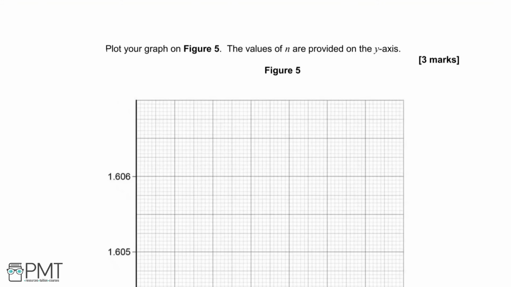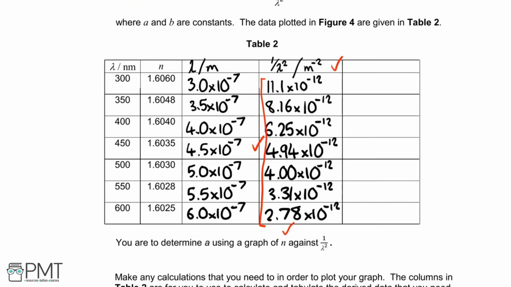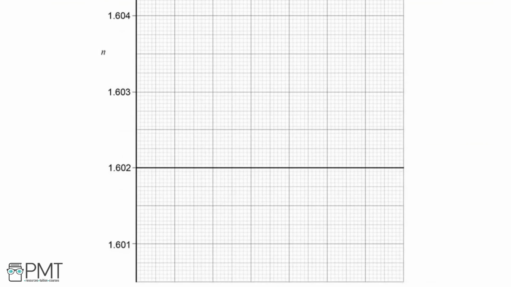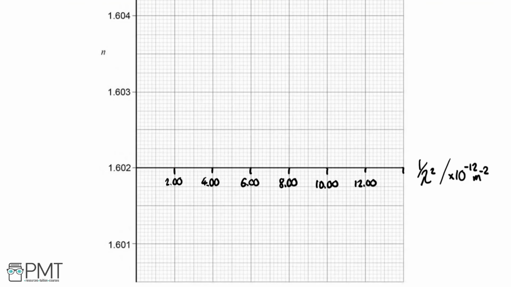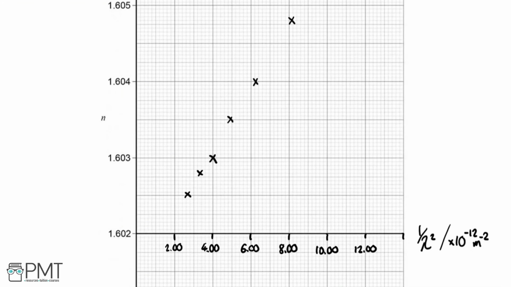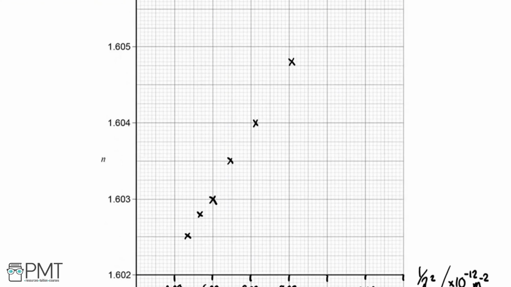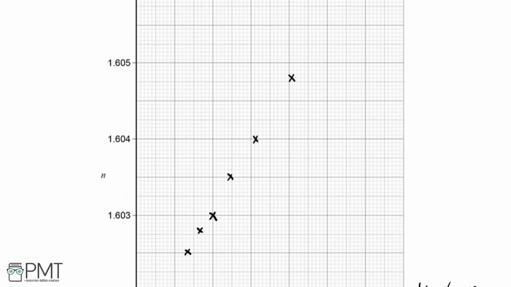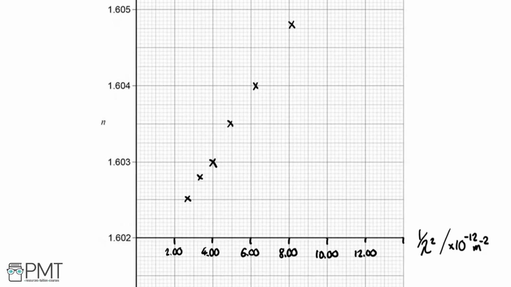So let's first of all put a suitable scale on the x-axis. So you can see that the values of 1 over lambda squared range between 2.78 and 11.1. So what I'm going to do is I'm going to vary that from 0 up to 12. Now let's make sure that our axis labels are correct. You'll notice that the value of n is already on the y-axis. So using our table, let's put the correct points on the graph. So there are points plotted correctly on the graph. The next thing that we need to do is plot a line of best fit through those points.